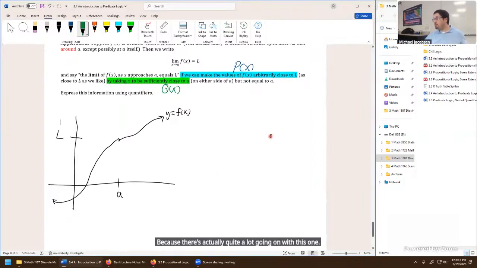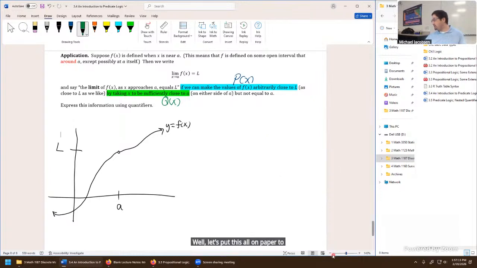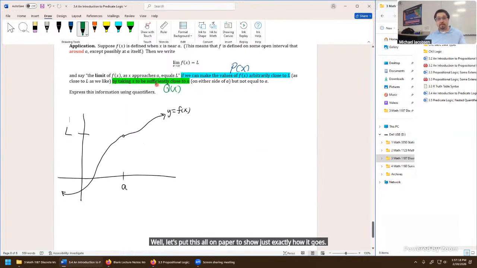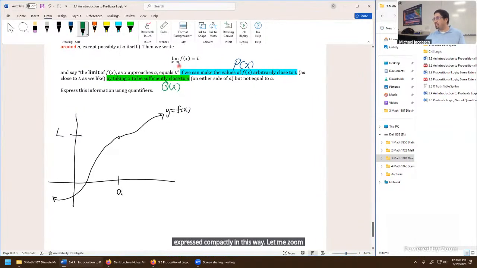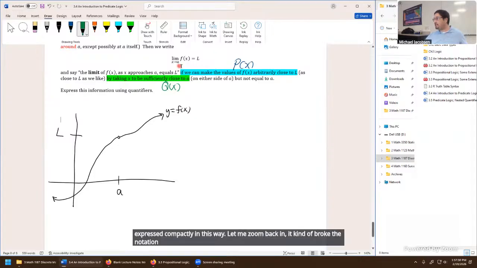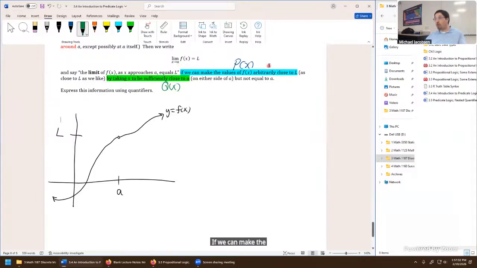Well, let's put this all on paper to show just exactly how it goes. Reading through the statement again, it says, the limit of f of x as x approaches a is equal to that limiting value L, expressed compactly in this way. Let me zoom back in. It kind of broke the notation there. If we can make the values of f of x arbitrarily close to L, that means as close to L as we want. And here's how we can express that.